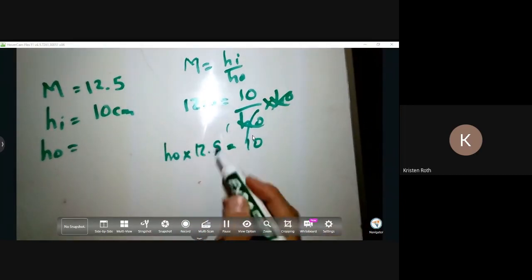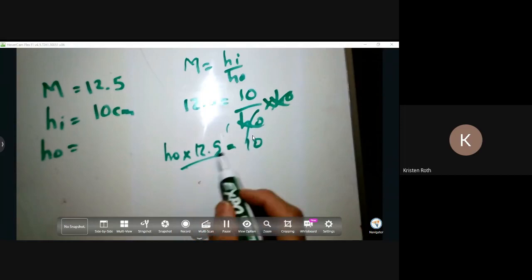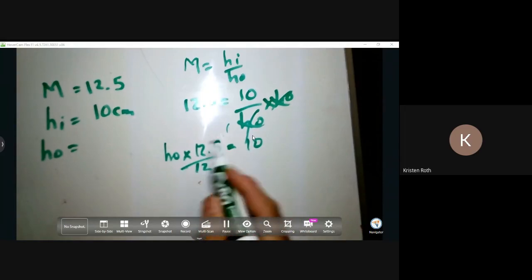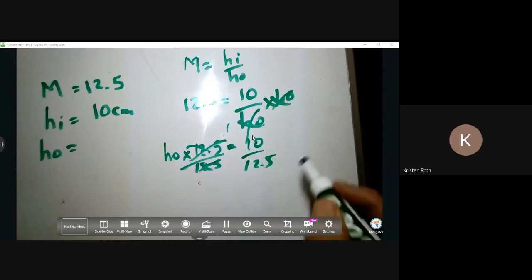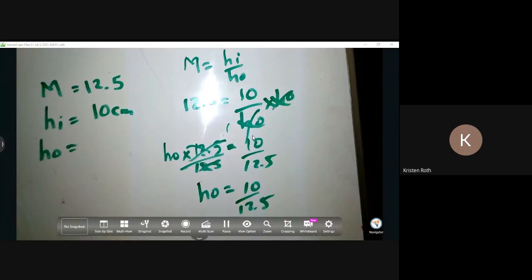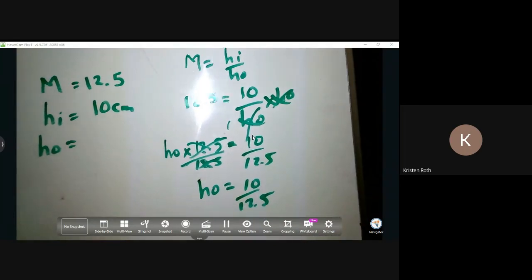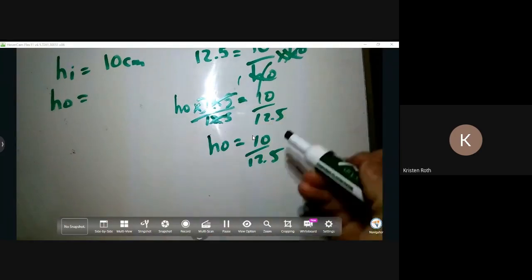But now we have the 12.5 over there. It's multiplying. So we have to do the opposite operation, right? So we have to divide it to get it out of that side. But whatever you do to one side, you have to do to the other, right? So our equation ends up looking like this, and I hope you guys were able to rearrange the equation, because that's just as important as doing all the math, okay? It is a skill to be able to do this.